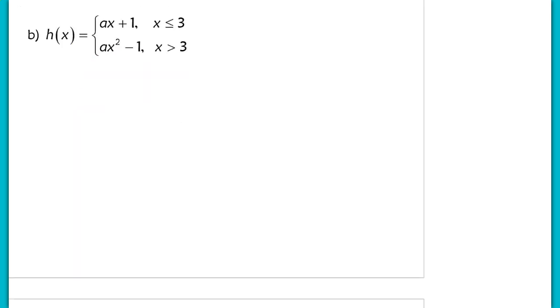Now for question B, we're asked to find the value again of a that will make this function continuous. Here we have a piecewise function with a split at x equals 3. When x is less than or equal to 3, our function is defined by ax plus 1, and when it's greater than 3, we're defining it as ax squared minus 1. So we want to make sure that we don't have a jump discontinuity at x equals 3.